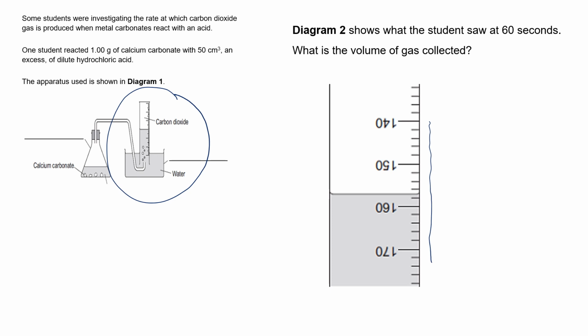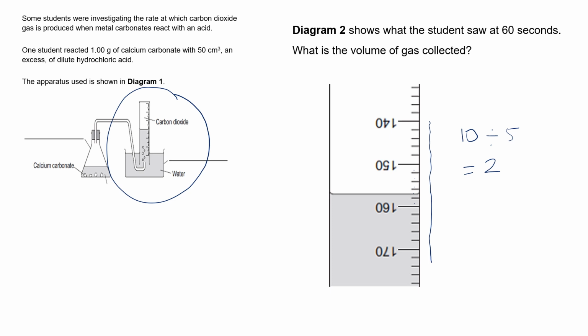So between 150 and 160, there's a difference of 10. We look at the number of increments between that, and we've got 1, 2, 3, 4, 5. 10 divided by 5 equals 2. So therefore, each little line represents 2.